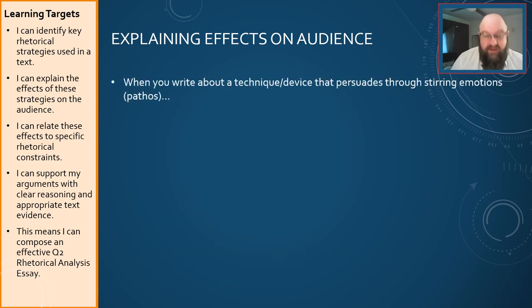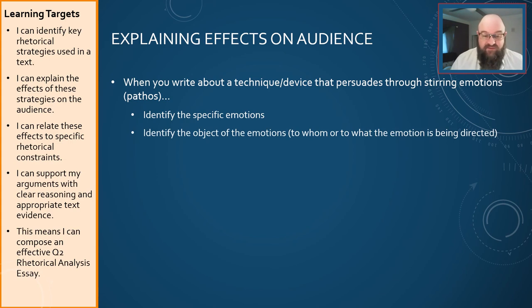When you write about a technique or device that persuades through stirring emotions, or pathos, you always have to identify the specific emotion. You have to do this. If you just say that the writer appeals to emotions, you're not saying anything at all. You have to identify what that specific emotion is.